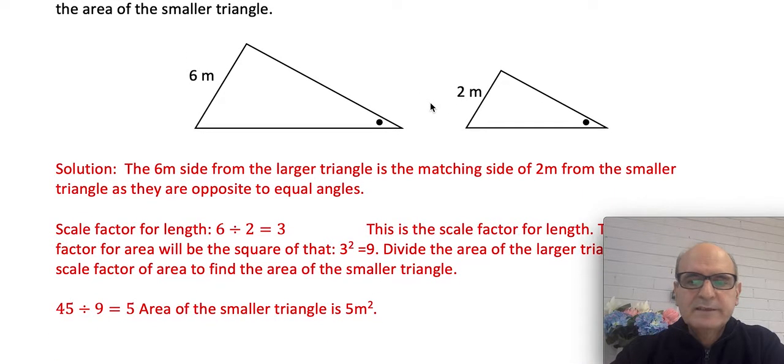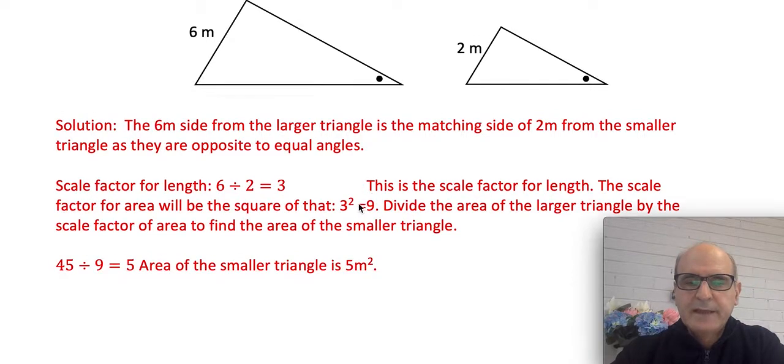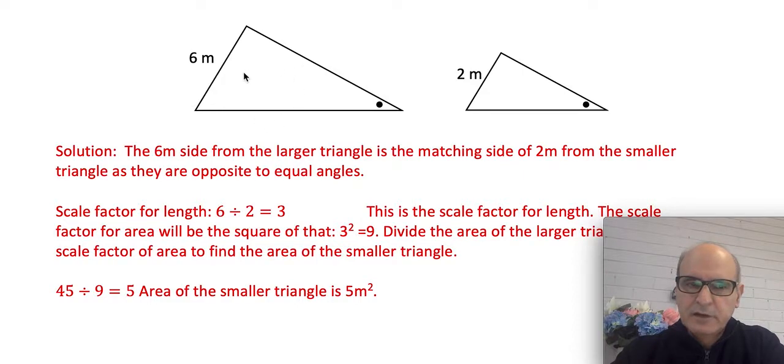And if you got the scale factor for length, you need to square it to arrive at the scale factor for area. So that was 3 for length, so we need to square it. 3 squared is 9. Now this is the scale factor for area. That means that the area of this larger triangle is 9 times the area of this smaller triangle.